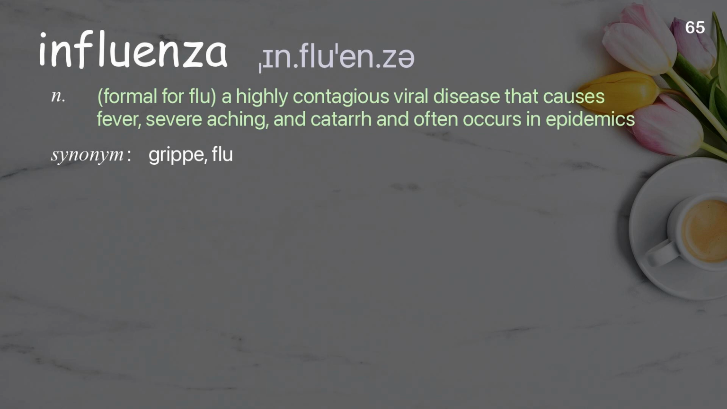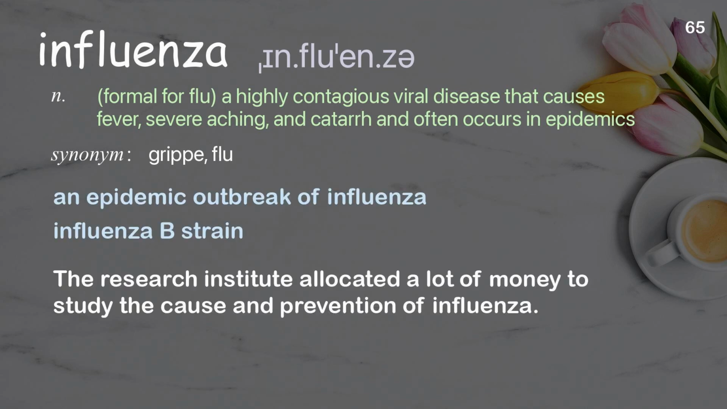Influenza. Formal for flu, a highly contagious viral disease that causes fever, severe aching, and catarrh and often occurs in epidemics. Examples. An epidemic outbreak of influenza. Influenza B strain. The research institute allocated a lot of money to study the cause and prevention of influenza.